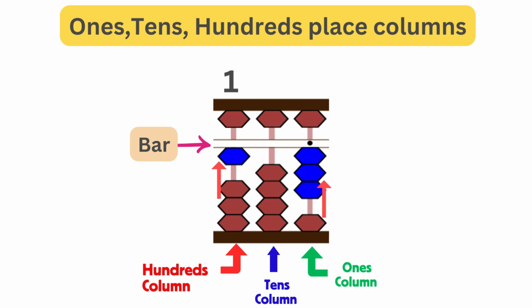Now, let's move on to the tens column. There are no beads attached to the bar, so we write 0 at the top of the tens column. Finally, let's look at the ones column. There are 3 lower beads attached to the bar, so we write 3 at the top of the ones column, representing 3. Therefore, the abacus has a value of 103.